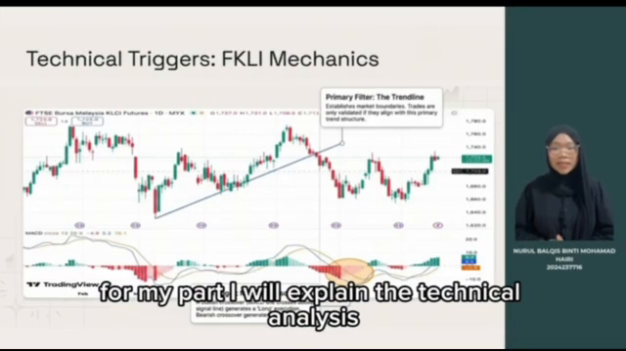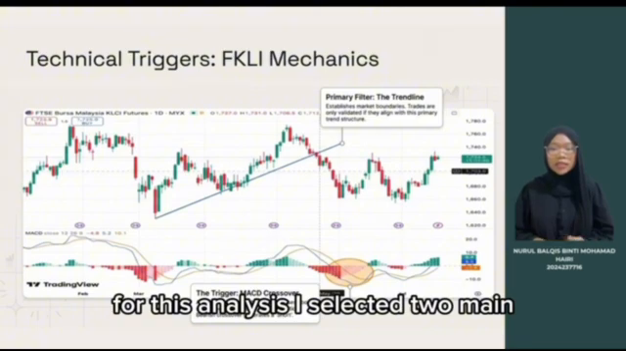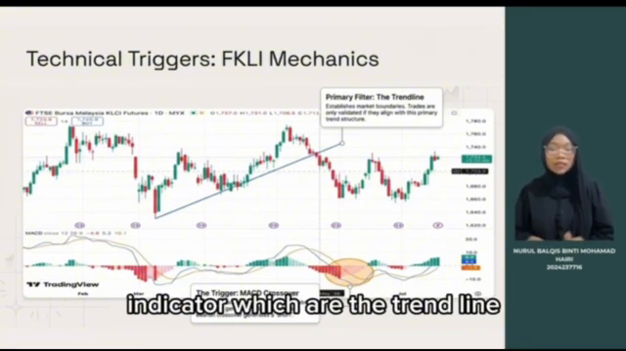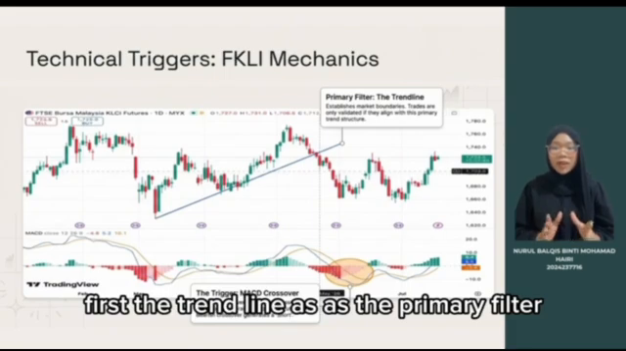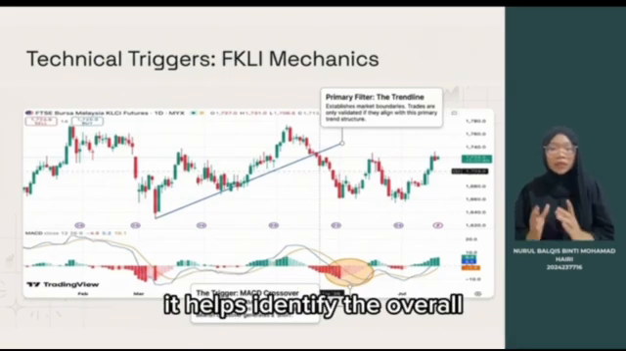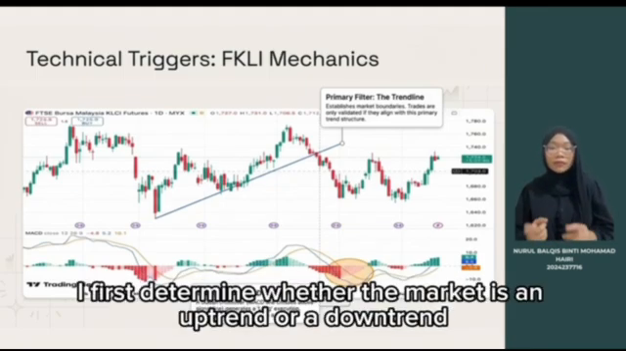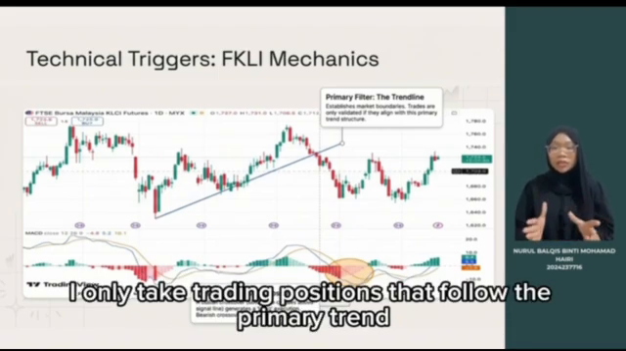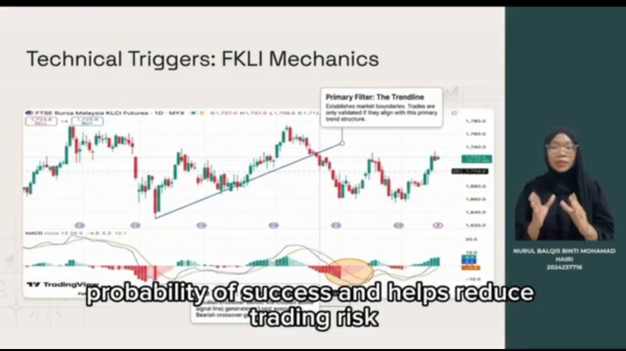For my part, I will explain the technical analysis used for the FKLI futures contract. For this analysis, I selected two method indicators, which are the trend line and the moving average convergence divergence, or MACD. First, the trend line acts as the primary filter. It helps identify the overall market direction and establish the market boundaries. Before entering any trade, I first determine whether the market is an uptrend or a downtrend. I only take trading positions that follow the primary trend because trading with the trend generally provides a higher probability of success and helps reduce trading risk.